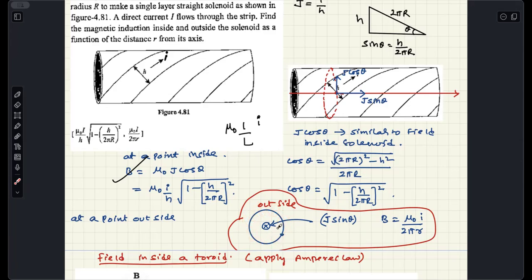Now the entire thing acts like one single current carrying conductor when you are looking from outside. Suppose if the radius is r and you are at a 2r distance from the axis, you see a single current carrying conductor carrying a current simply I. So what is the formula for magnetic field due to a long straight current carrying conductor? Mu naught I by 2 pi r.